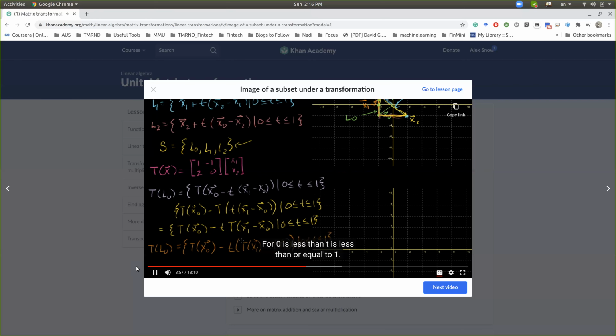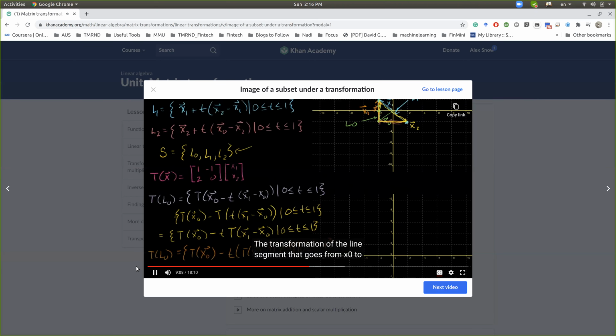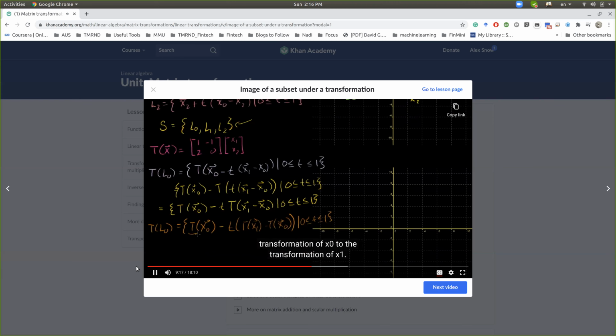Now this is a pretty neat result, and it's going to simplify our lives a lot. The transformation of the line segment that goes from x naught to x1 ends up just being the line segment that goes from the transformation of x naught to the transformation of x1. Let me make this clear. What is the transformation of x naught?